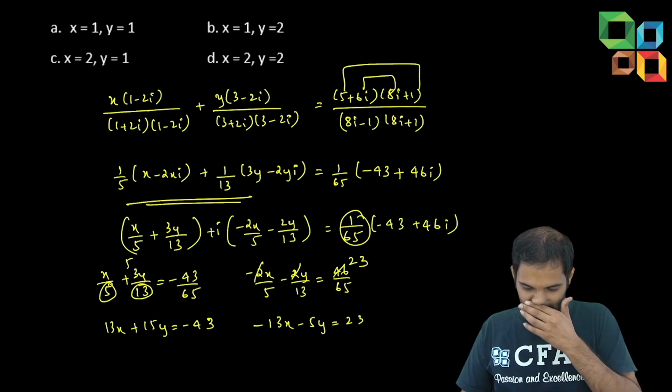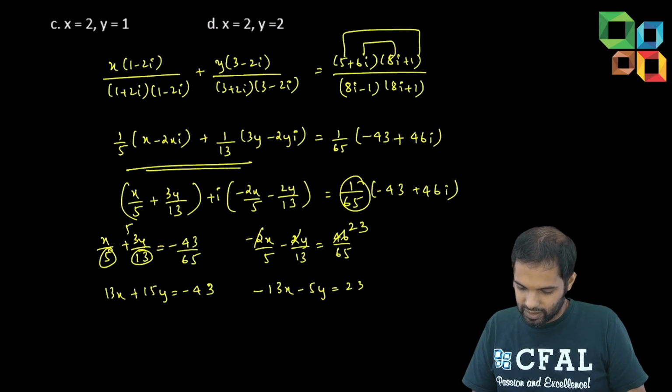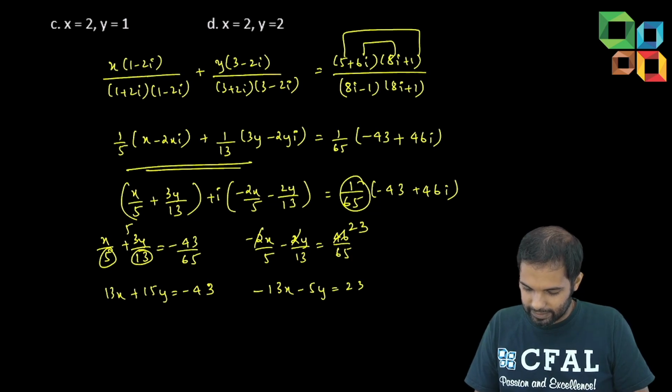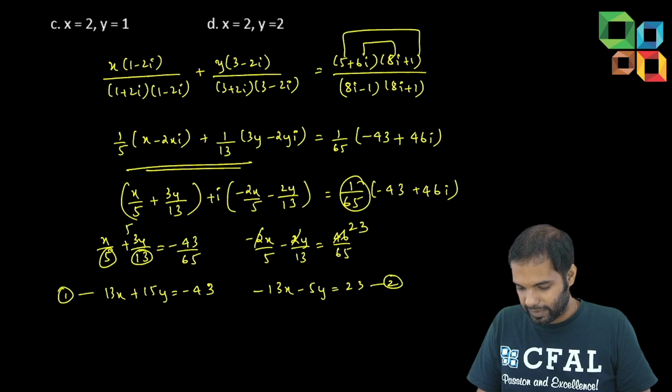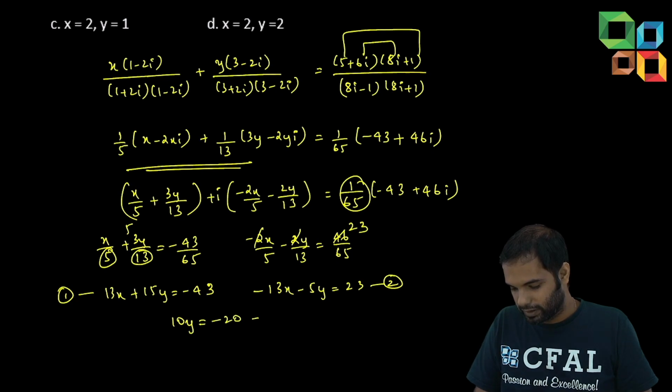Two equations. Simply, I think adding them will give you the answer. Okay. So if I simply add them, so this is equation 1 and equation 2. Add them, x part will go off. So y part is 10y. This is minus 20. So this implies y is minus 2.